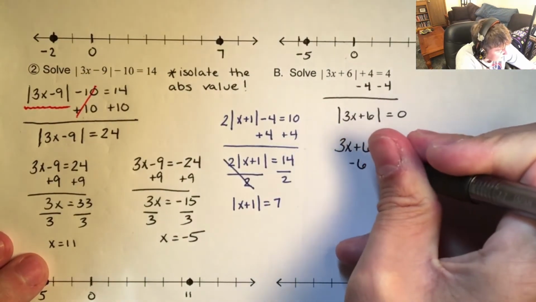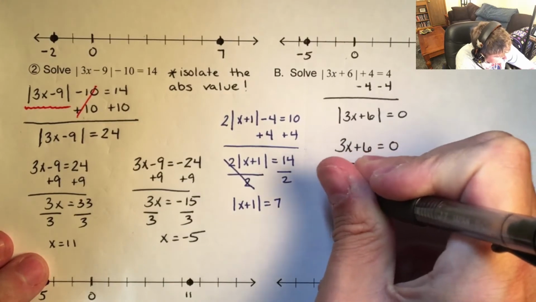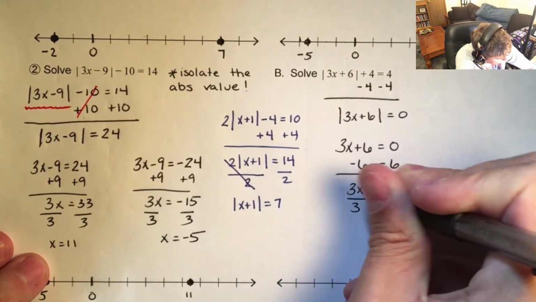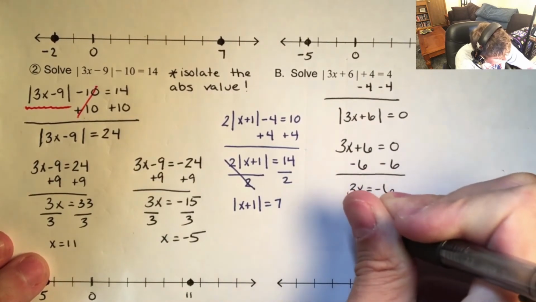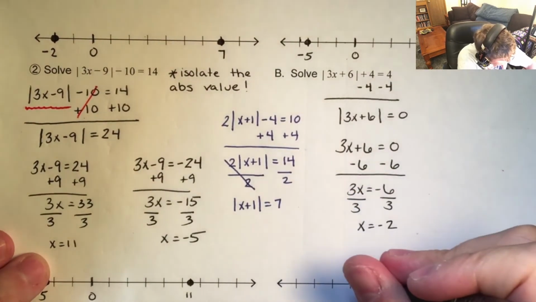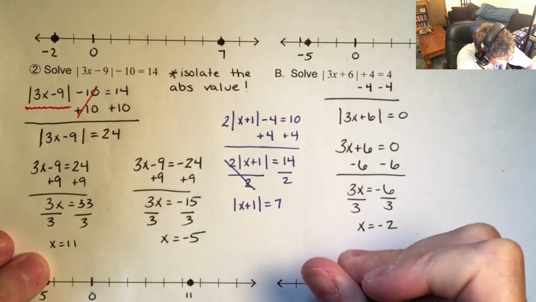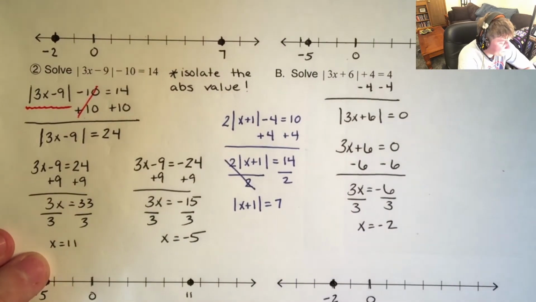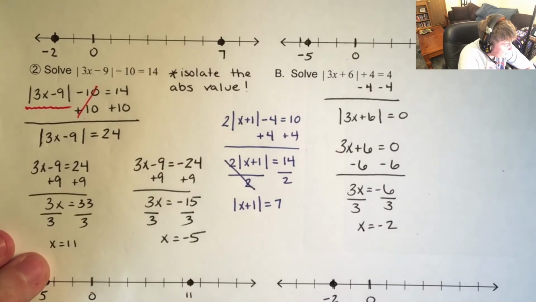Okay, so we're going to subtract 6 and divide by 3. So x is equal to negative 2. Only one answer here, so we can just put 0 here. We can put negative 2 here. There's our answer.